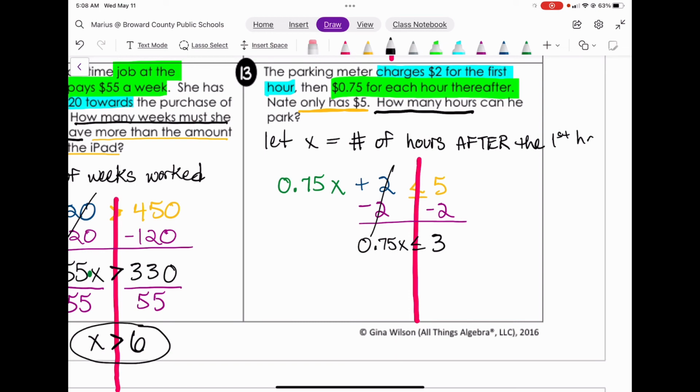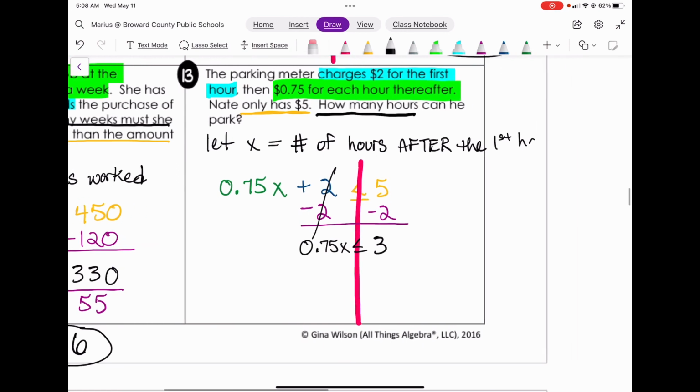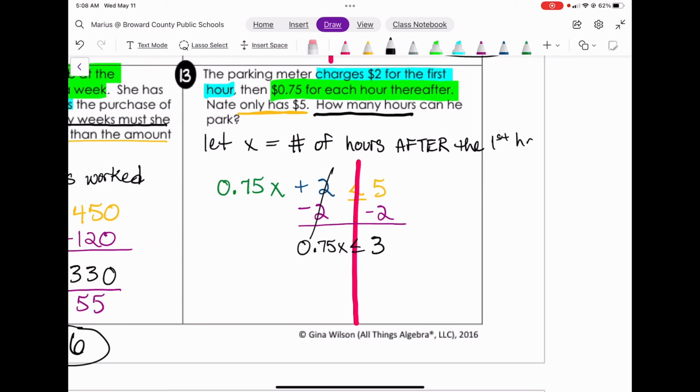Now, for these types of problems, these are really non-calculator problems. So what I'm going to show you is to work this out by hand without using a calculator. In order to do that, I want to change 0.75 to a fraction. That's a commonly used fraction, so I already know that 0.75 represents 3/4. So I'm going to rewrite this to say 3/4 x is less than or equal to 3.